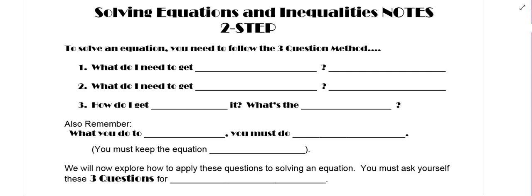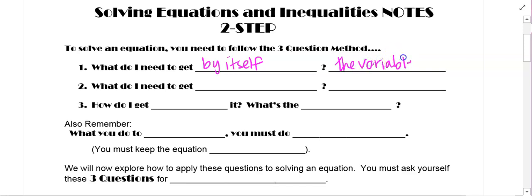To solve an equation, you need to follow the three-question method for every equation. And I promise you can solve any equation for this. It'll work for any subject matter. Question number one is, what do I need to get by itself? And what I usually need to get by itself is the variable or the letter with an equation. It might have multiple variables, but there is one that I'm usually specifically solving for.